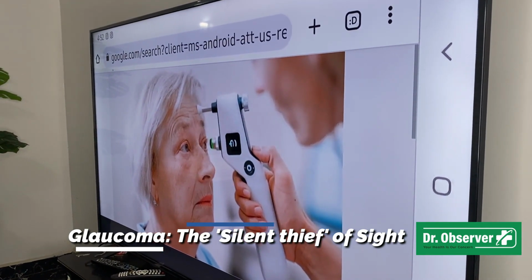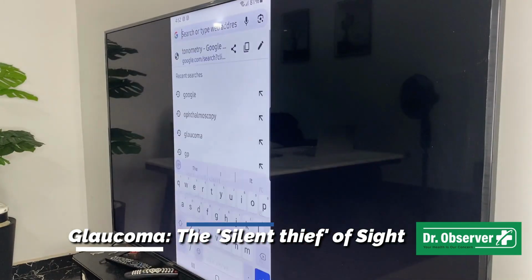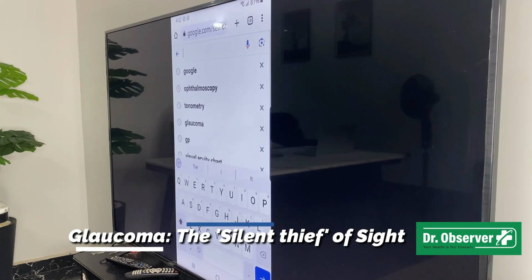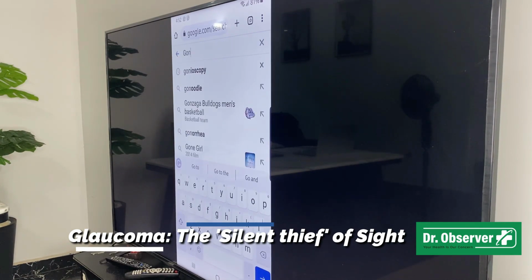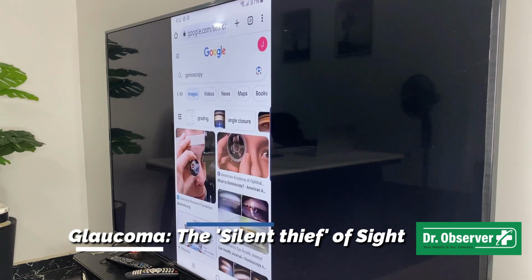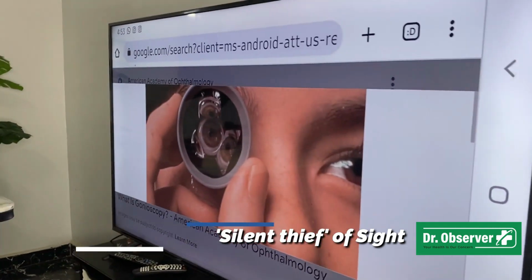Then the next test is called gonioscopy. So let's proceed to gonioscopy again. Gonioscopy. This is the test through which the doctor checks the angle, the anterior chamber angle. He checks the grading of the anterior chamber angle. If you look at the screen, you will see a patient. You will see the doctor holding the gonio lens on the eyes of a patient.